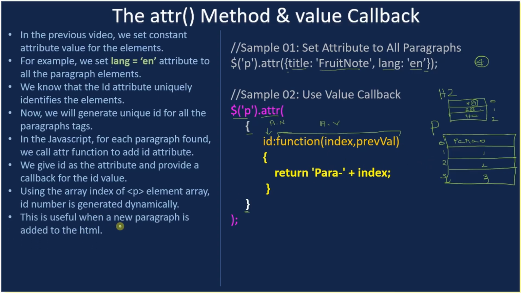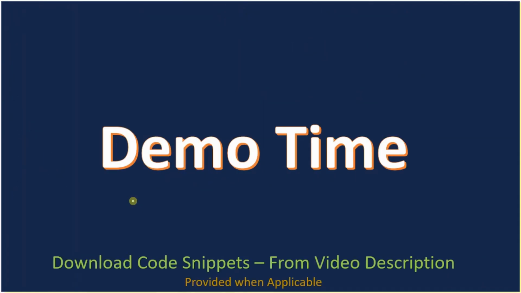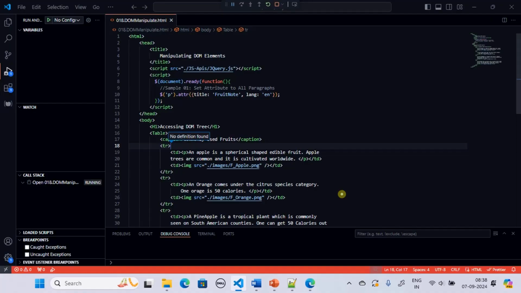This is useful when a new paragraph is added to the HTML. We are going to add this to the document load, and if your document has 2 more new paragraphs, the ID will get automatically generated, and also the ID will be maintained unique. Now let's go to the demo.